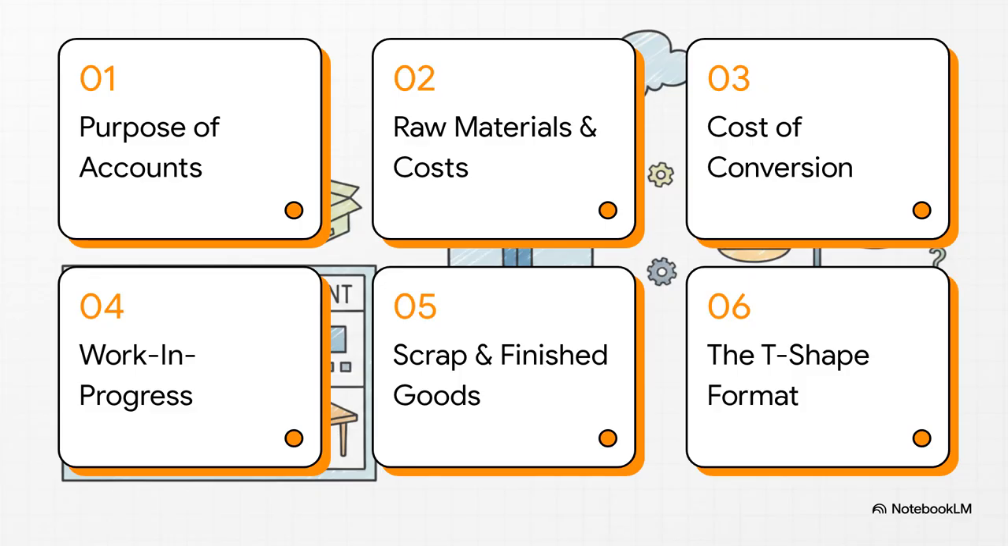We'll cover the purpose of manufacturing accounts, raw materials and expenses, the cost of conversion, navigating work in progress, handling scrap and finished goods, and finally, we'll tie it all together with the T-shaped format.